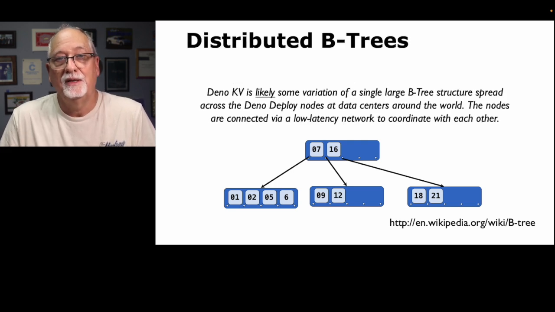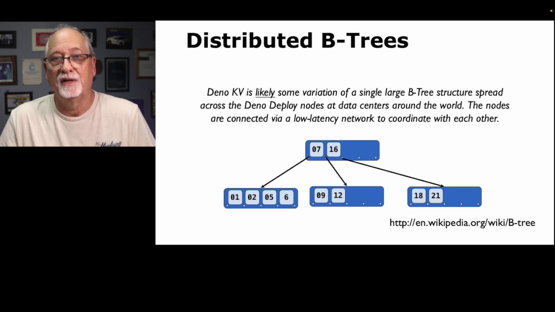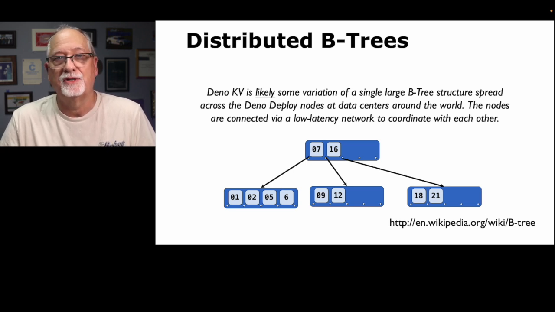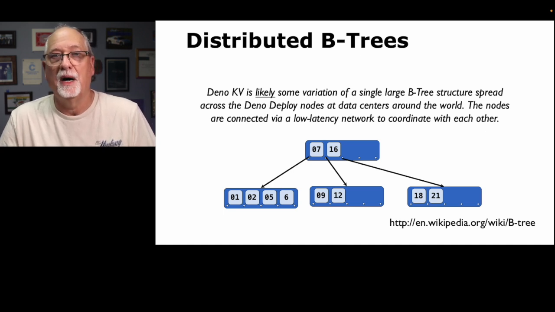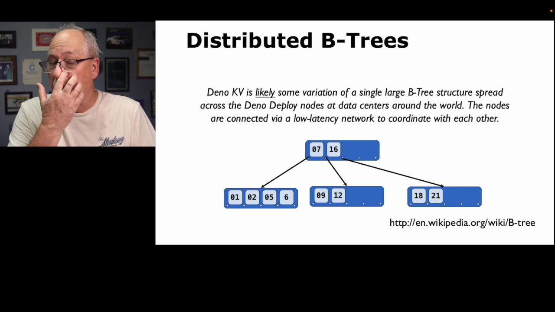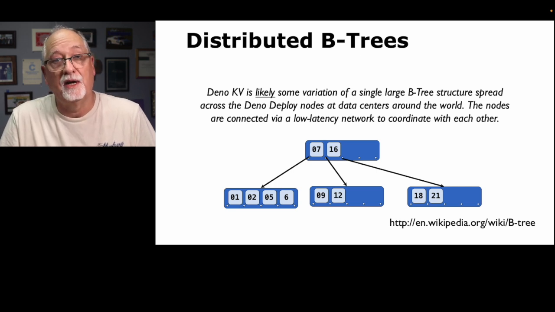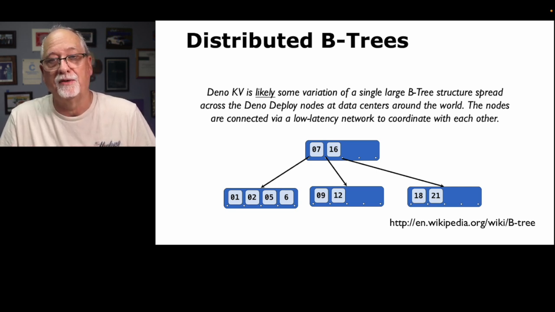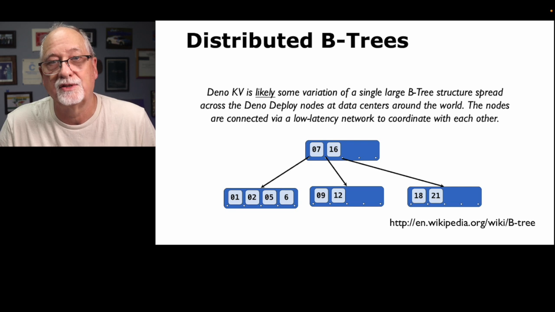Now, Deno KV is likely some variation of a single large B-tree structure spread across all the deploy nodes at data centers around the world with some kind of backing storage to make it moderately permanent. And they're all connected to a low latency network that coordinate with each other. So you can insert a record on any of the 100 nodes, and eventually that record will be viewable by all the other nodes. And that's what eventual consistency is.